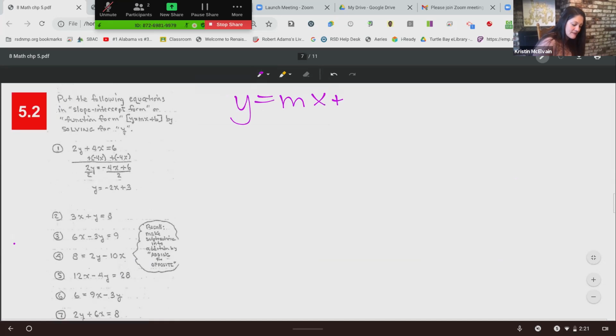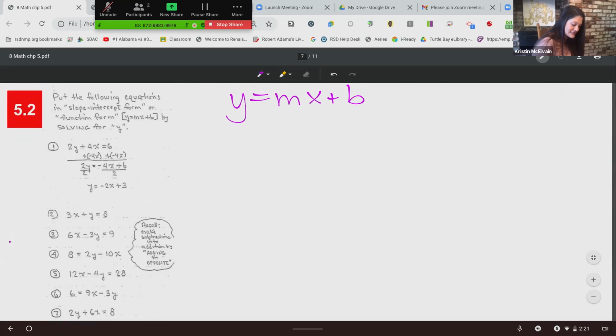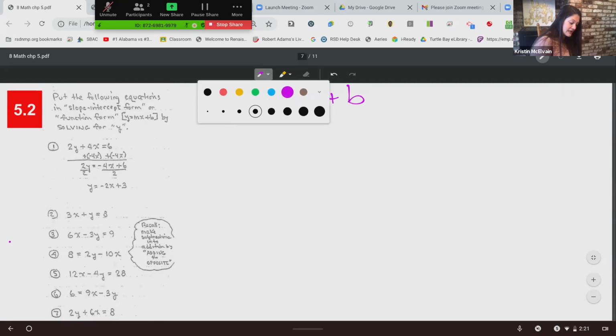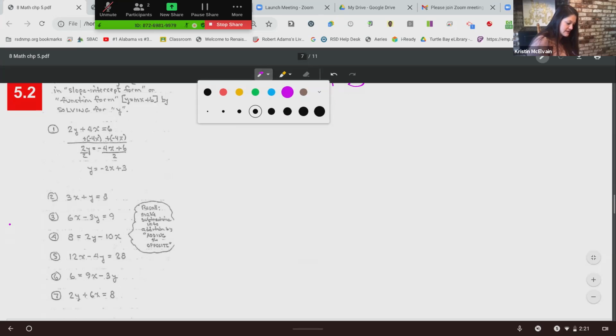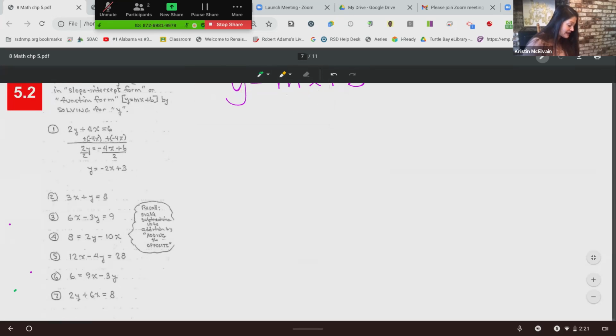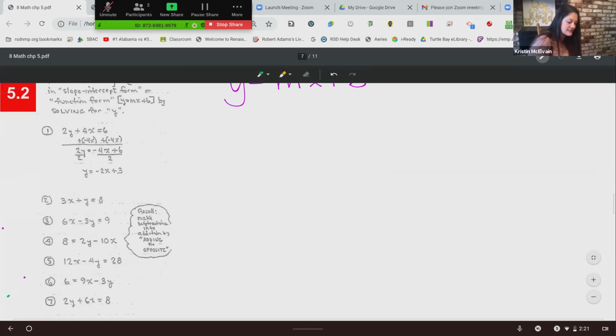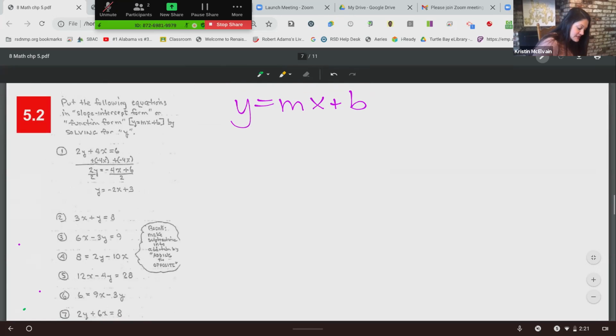Y equals mx plus b. Okay, let's do green. We haven't written in green yet. Hello, there it goes. Oh, it's still purple. Wow. Okay, so number 1, our example. Yes, you need to do the example on your paper.